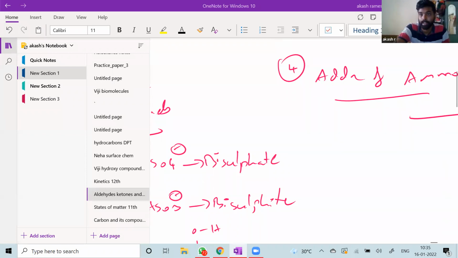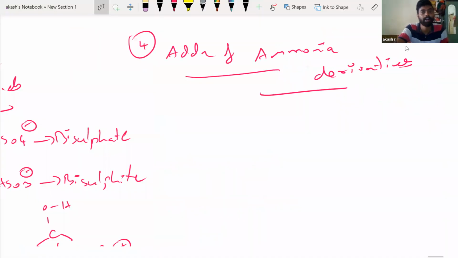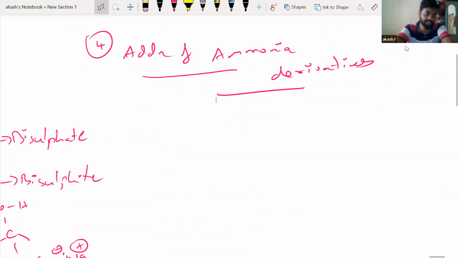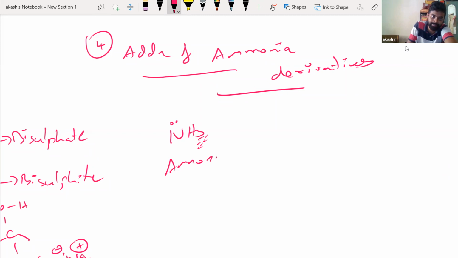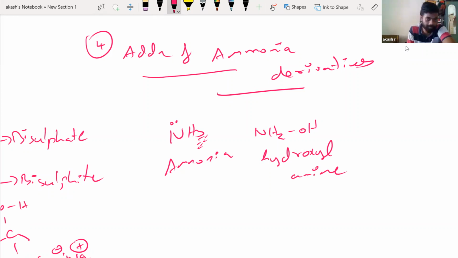Okay, so I was telling that the next nucleophilic addition reaction is addition of ammonia derivatives. Now we know what ammonia is. Ammonia is NH3. If I replace the hydrogens of ammonia with something else, for example, this is ammonia, now if I replace one of the hydrogen atoms with OH, that is going to become hydroxylamine. That is what is called hydroxylamine.